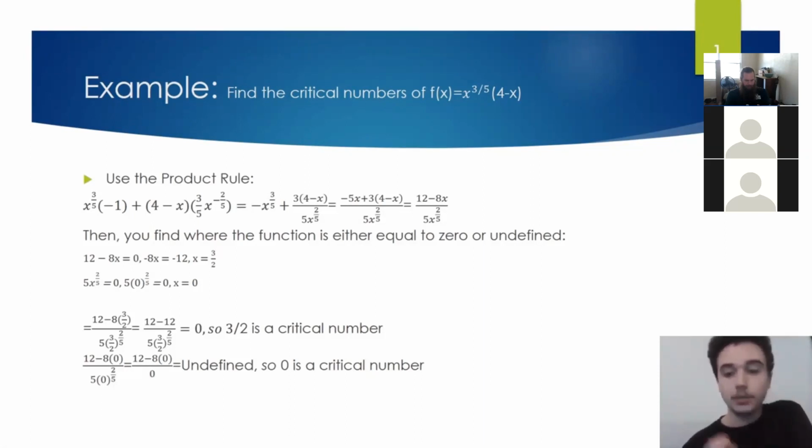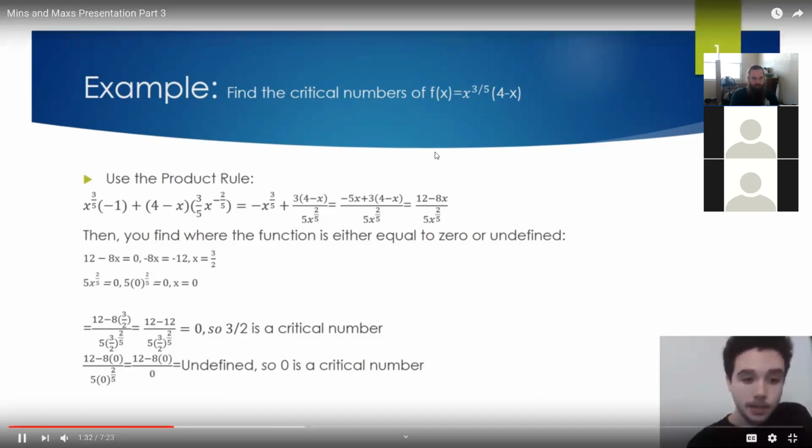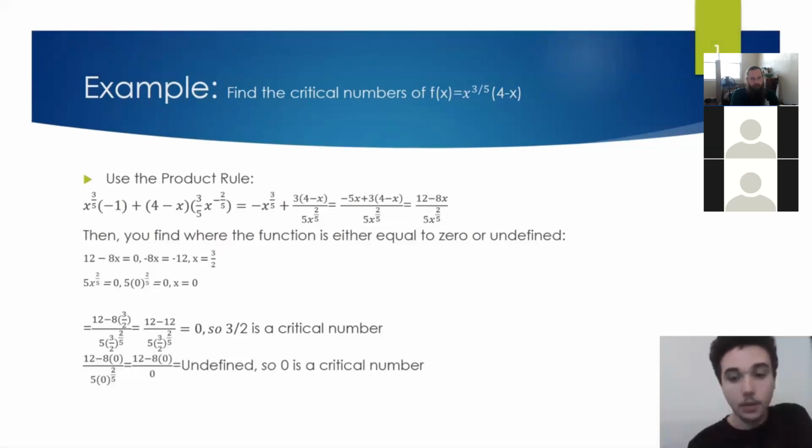So we take the numerator and we set it equal to 0. So we get 12 minus 8x equals 0. And when we solve that, we find that the numerator is equal to 0 at x equals 3 over 2. And then we take the denominator and we do the same thing. So we set it equal to 0, and since 0 is multiplied by 5 and raised to the 2/5 power, we can find where it's going to be undefined by plugging 0 in for x. And so 0 is going to cause the denominator to be undefined. And so 0 is a critical number.